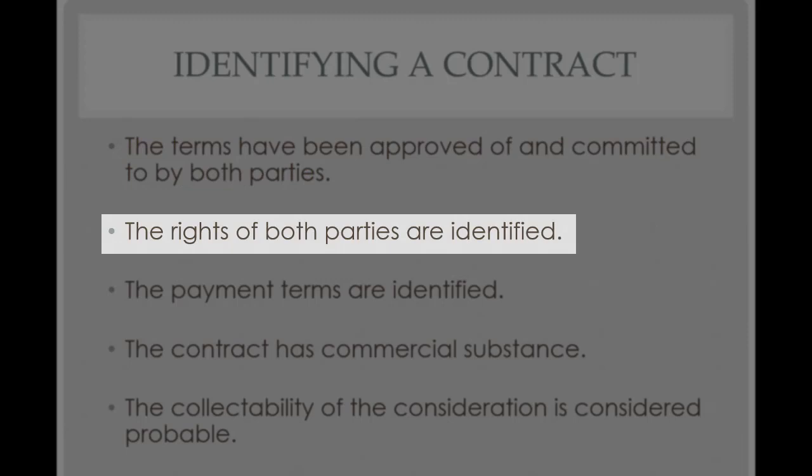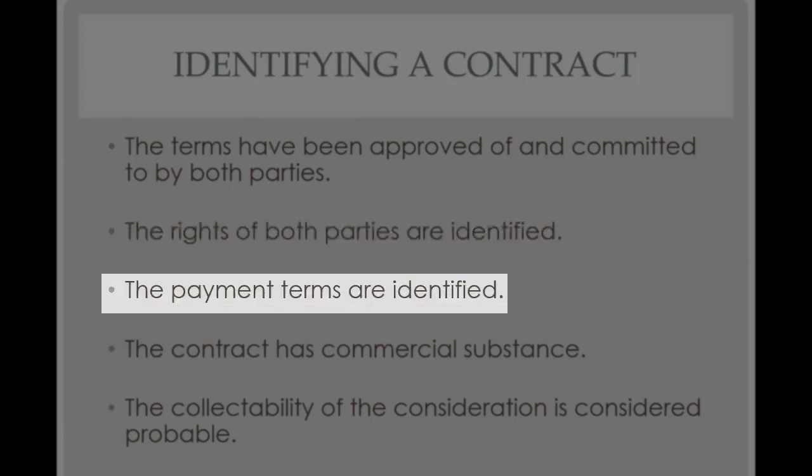Second, the rights of both parties are identified. Again, for a really simple example, we'll just stick with Walmart. They know they get the money. I know I get my stuff. Those are the rights that we have. I also know that they have a return policy. I can bring stuff back. I know that I can buy stuff online and have it delivered to the store and held until I get there, etc. So those are the rights of the contract. Next, the payment terms are identified. When are we going to get paid? How are we going to get paid? Is there interest if we pay late, etc.?